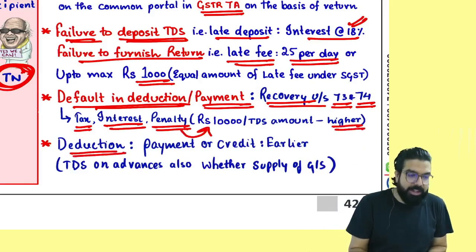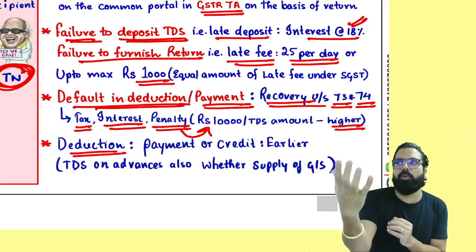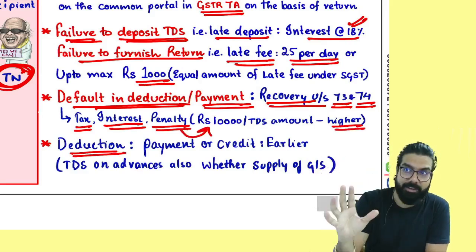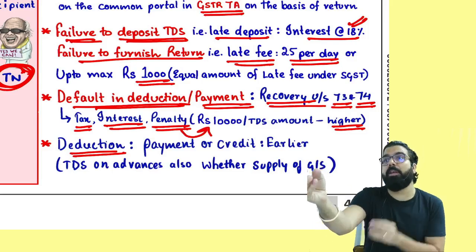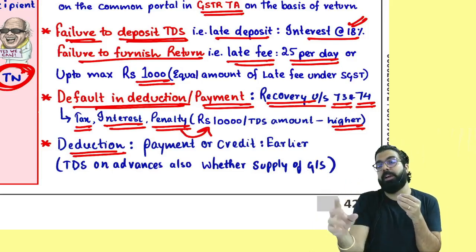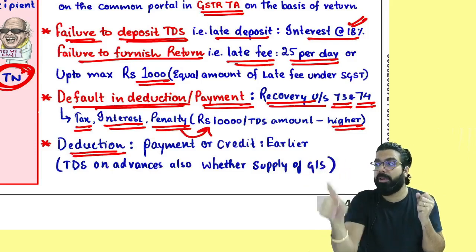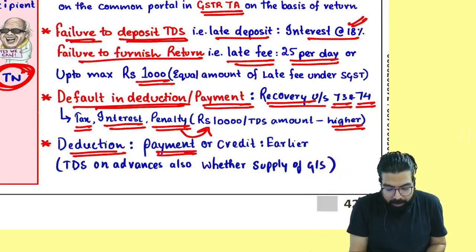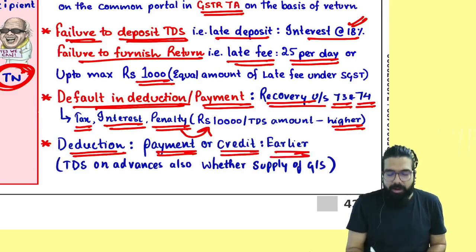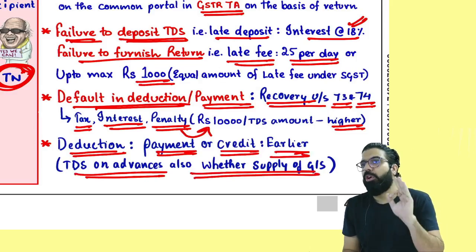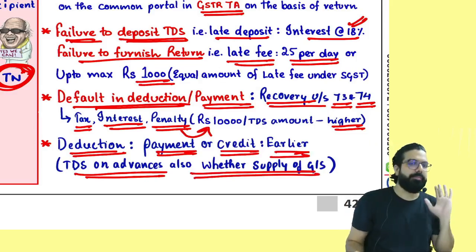When is TDS required to be deducted? I supply to the government department. They will deduct TDS when they are giving me advance. Yes, they are not paying, they are giving me advance. Yes, TDS will be deducted. They passed a payable entry. Yes, they have to deduct TDS. Always remember, TDS is on payment or credit, whichever is earlier. TDS on advance also, whether it is supply of goods or services.